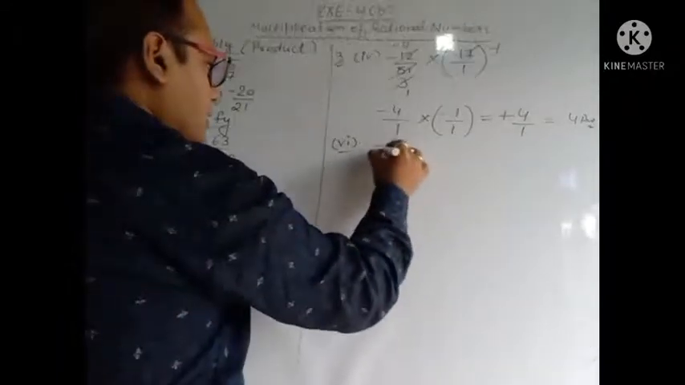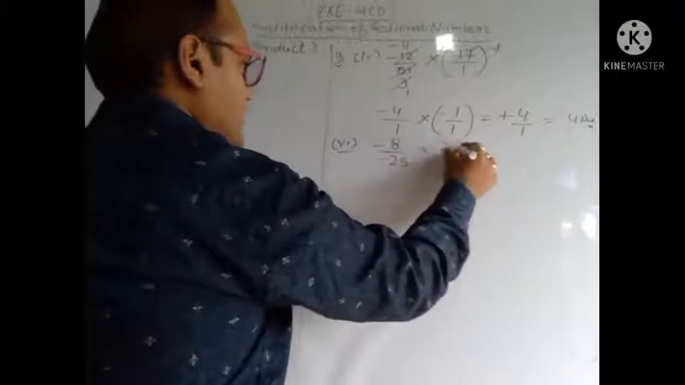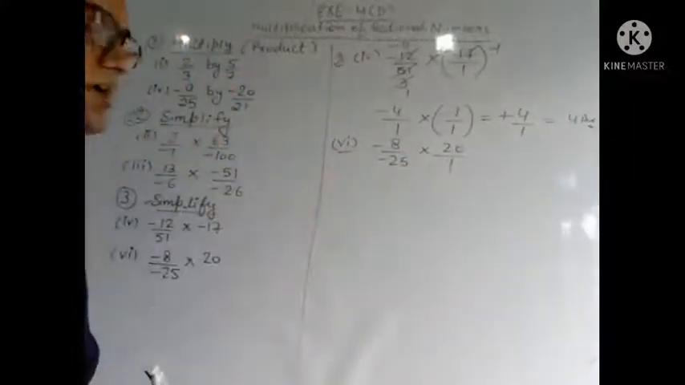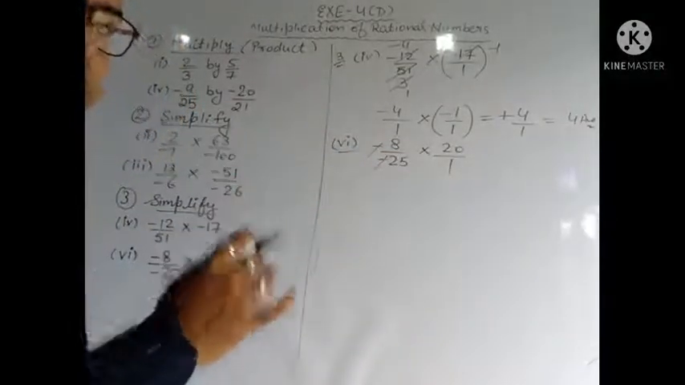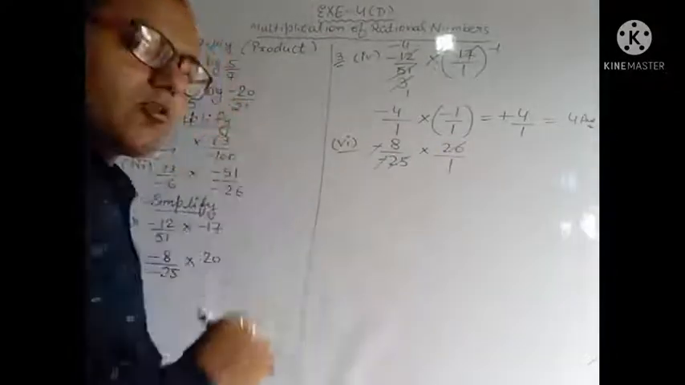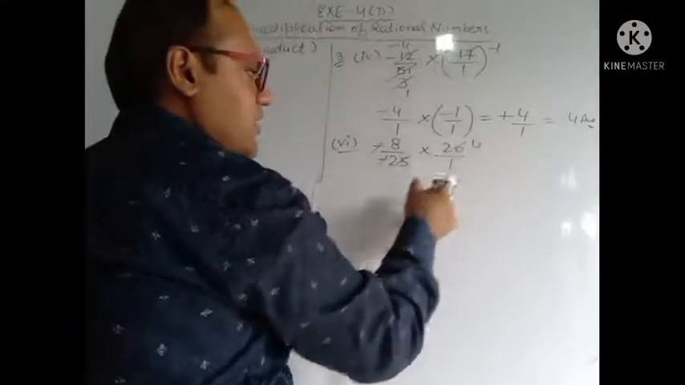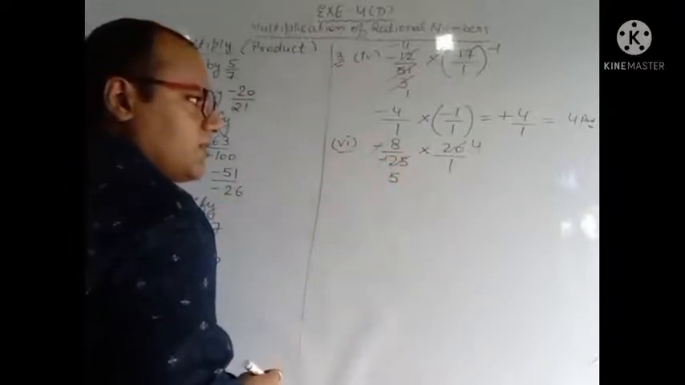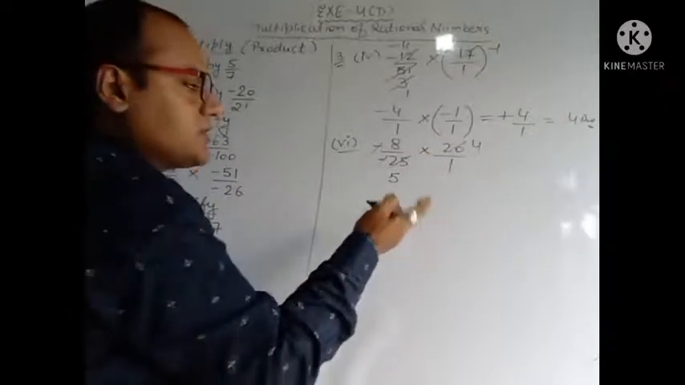Minus 8 upon minus 25 multiply 20. In the denominator no number is given here, so we will take 1. Now in the numerator and denominator minus signs are coming, so we will cut these minus signs. 20 and 25 both are coming in a table of 5. This 20 is written in the numerator, we will cut it. 5 fours are 20. This is in the denominator. 5 fives are 25. Now what we will do, we will multiply these numbers because we will not be able to cancel further.